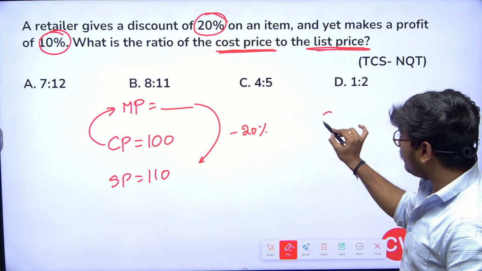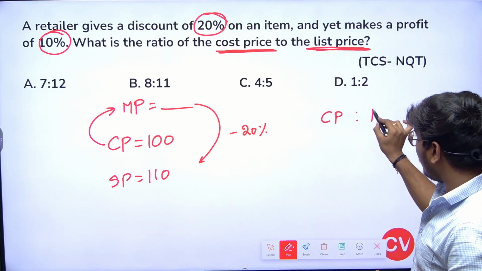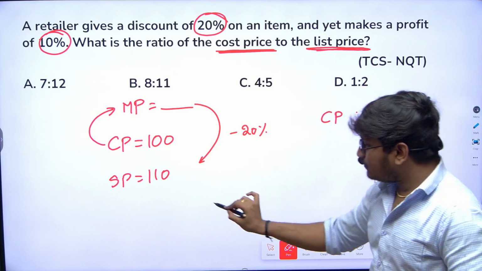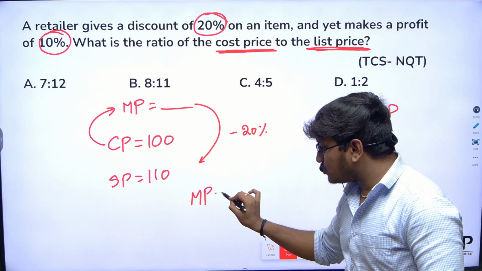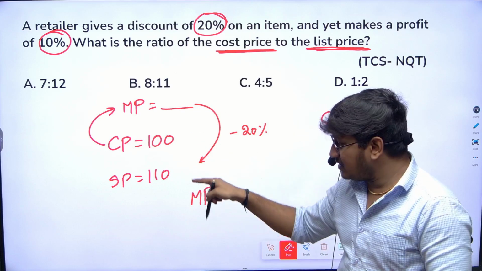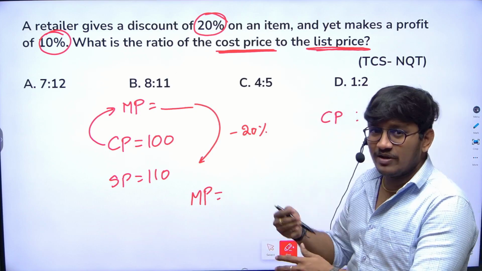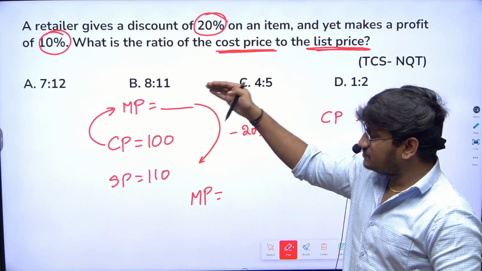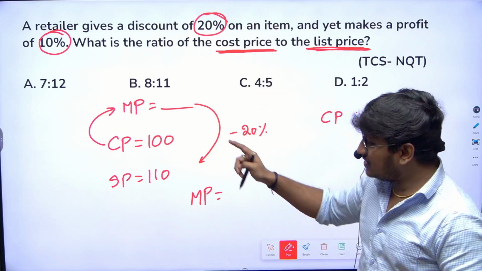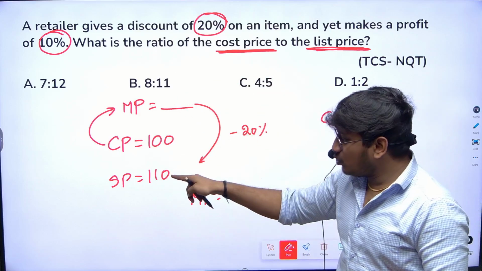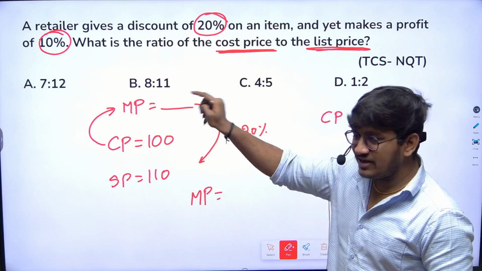What is the ratio of cost price to market price? Now we already know the market price is... how will we get to know the market price? So many students are asking the same doubt, so again I am explaining this. From the market price, if you remove a discount of 20%, you get the selling price. When you know the selling price and the discount, how do you find the market price?